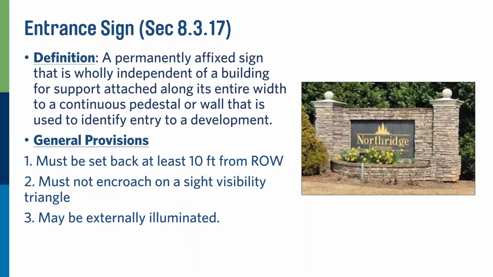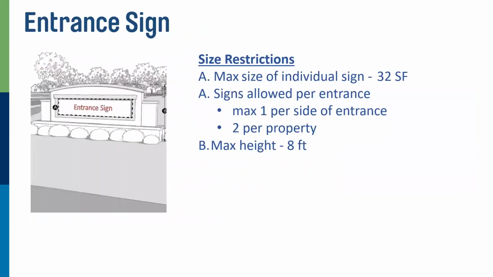If you need help locating that, you might be able to find it on your survey. GIS might be able to help us if we could find the original plat, where it may show what the right of ways are, and then we can determine roughly where that is. But in general, you can't put it in the right of way. It's got to be at least 10 feet back. It cannot encroach on the visibility of the road, meaning they can't block your sight line when you turn in and out, and it can be lit. Same thing: the size of the individual sign is 32 square feet, like all the others. The structure, I believe, can be a little bit bigger. You're allowed 1 per entrance and 2 per property. The maximum height is 8 feet for this.